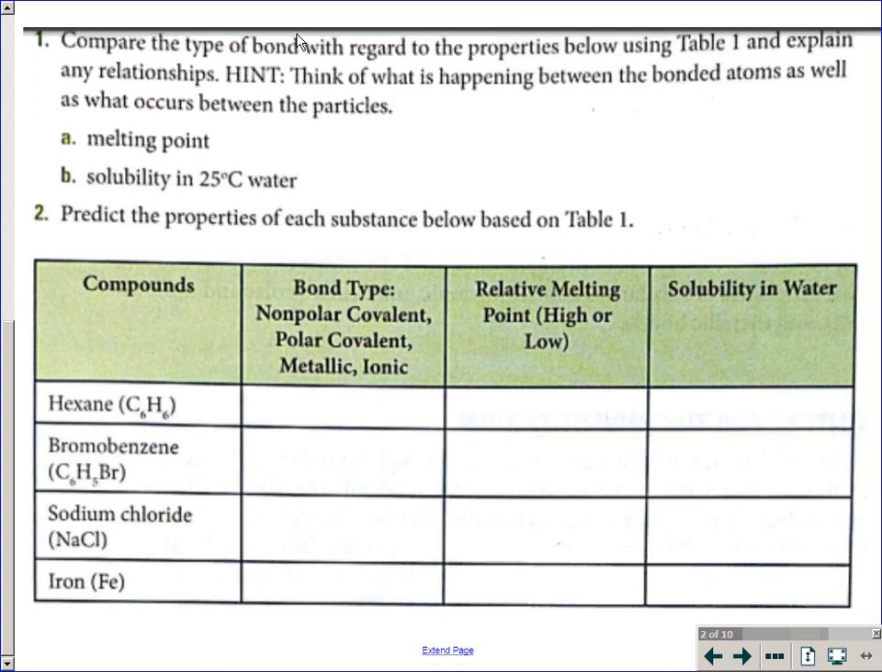For the rest of this, I'd like for you to either write something down on your lab sheet, and when I ask for you guys to draw the part 2s, I'm going to help you with that, but I do need you to actually draw them, okay? So compare the type of bond with regard to the properties below and explain the relationships, melting point and solubility, right? So can your group get me started on the relationships with melting point?